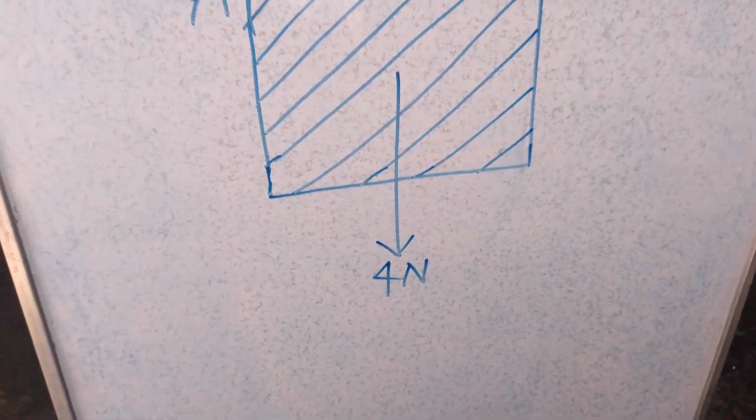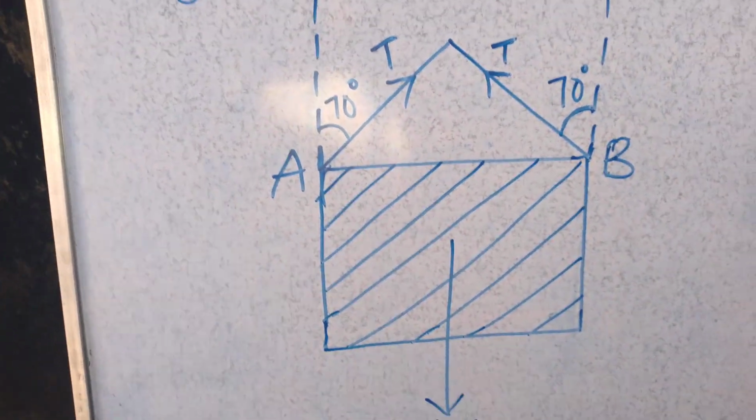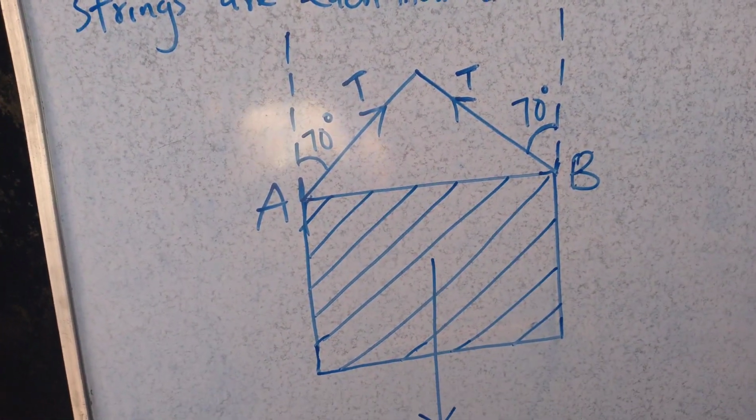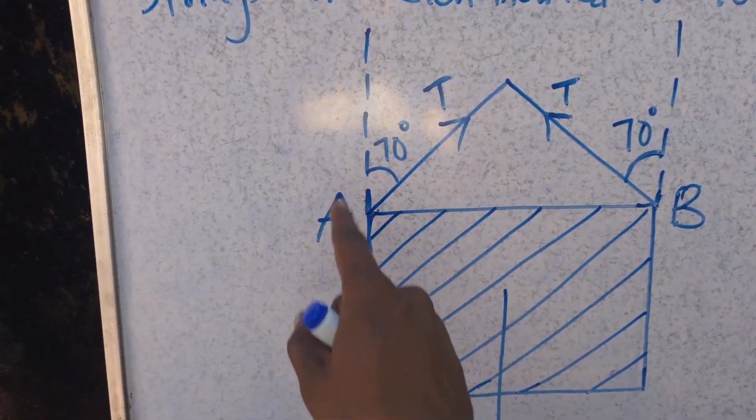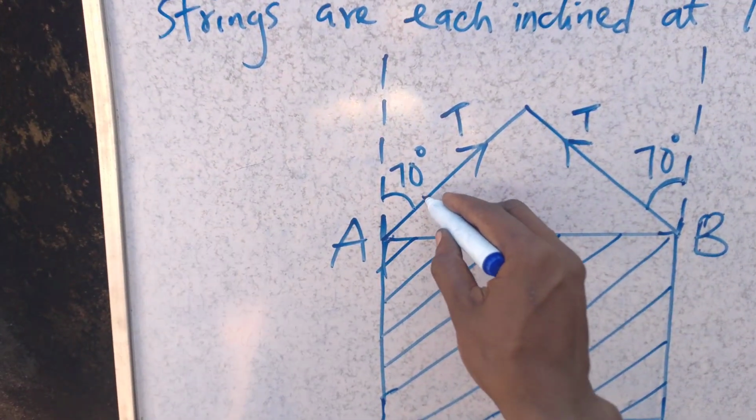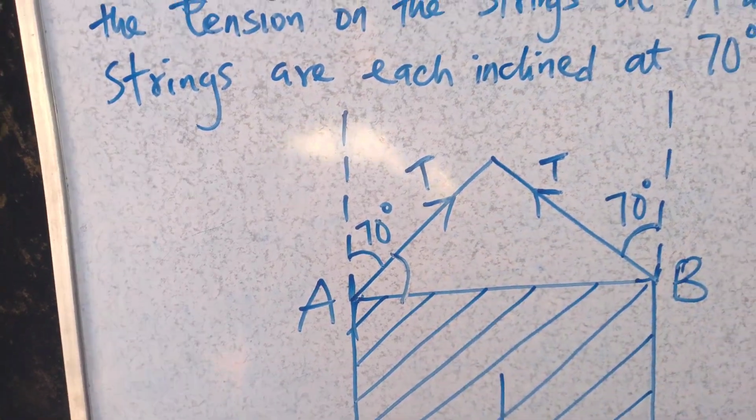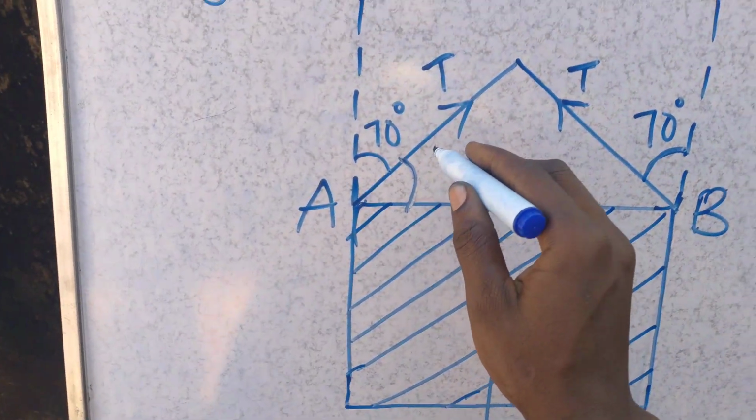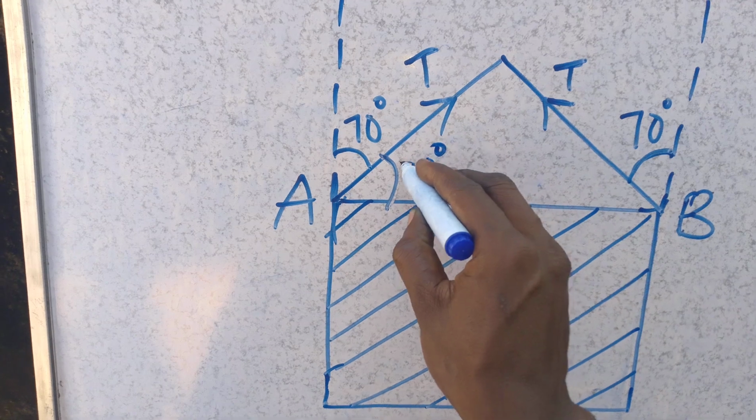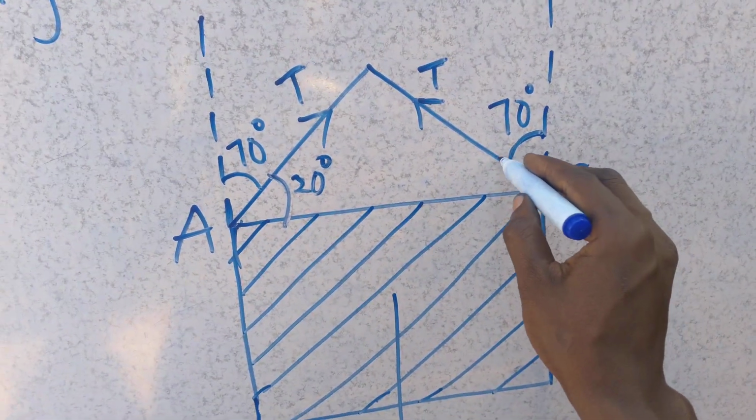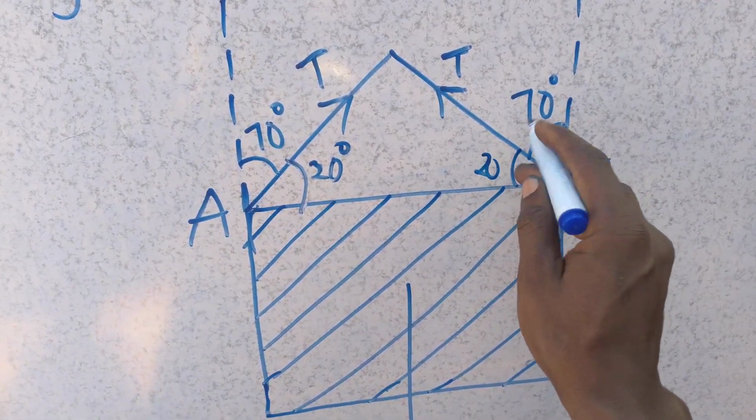So we are going to draw the triangle of forces. Let's do that quickly. Now you must know that if this is 70 degrees, 90 minus 70 here will be 20 degrees. You should know that. And then here is also 20 degrees.